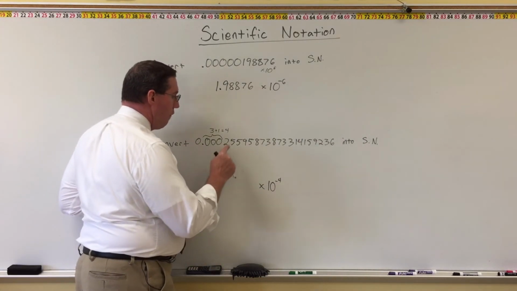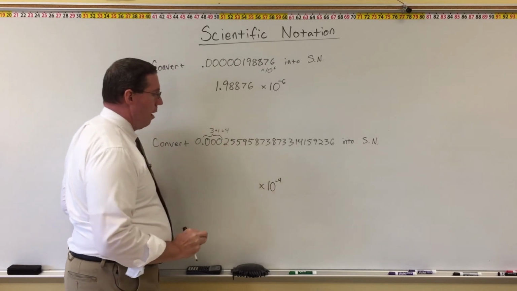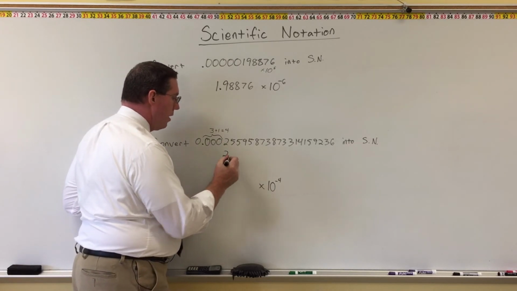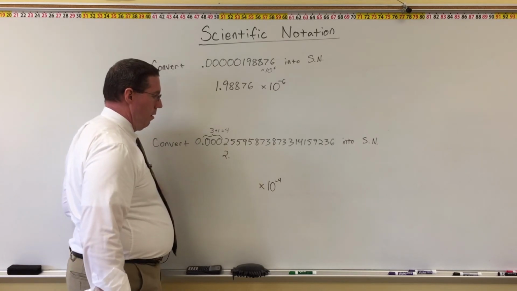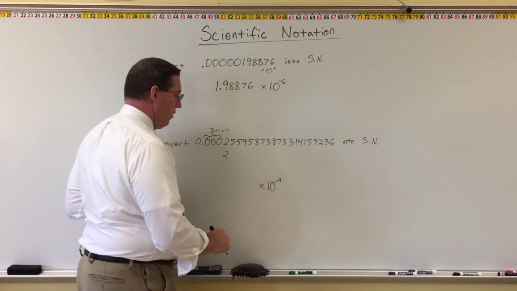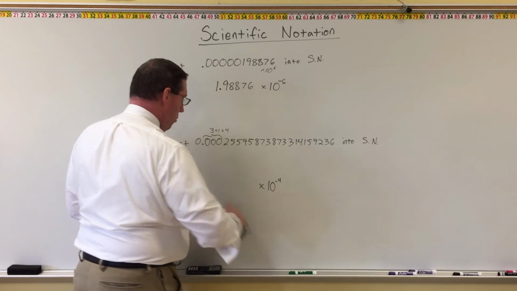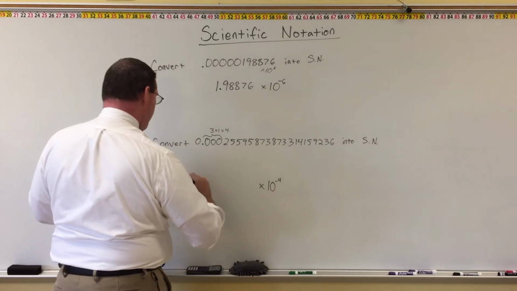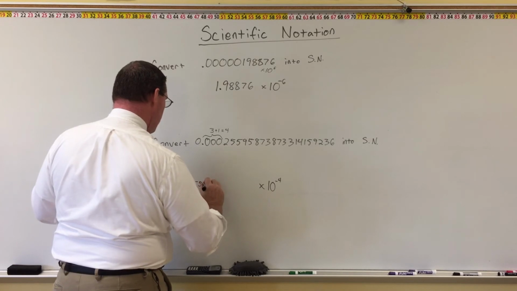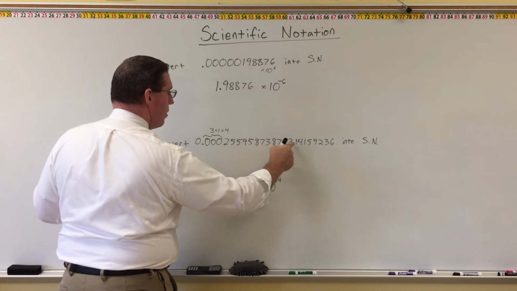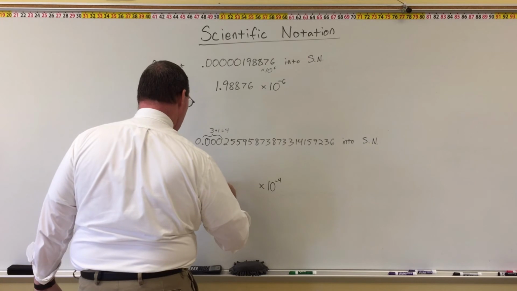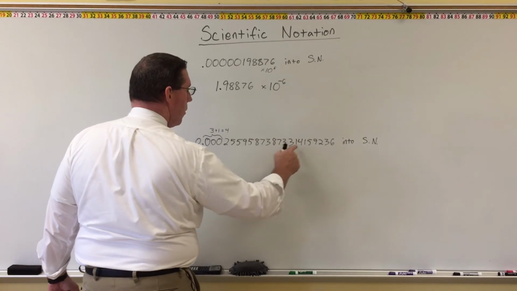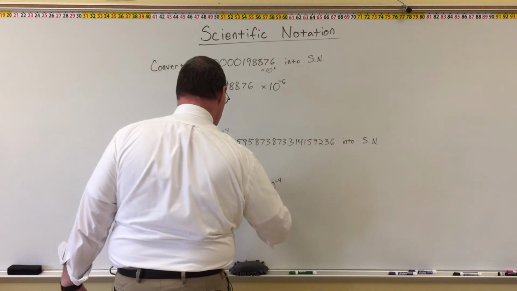Go to the first non-zero number, which in this case is a 2. Put a decimal point after that number. Then write the rest of the numbers. So it's going to be 2.5595 873, 873, 314, 159236.